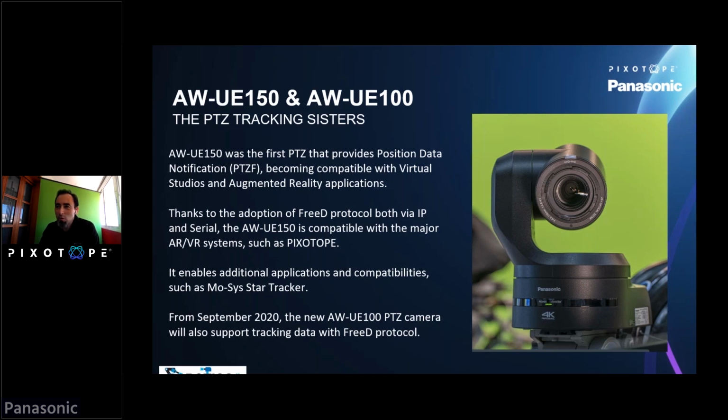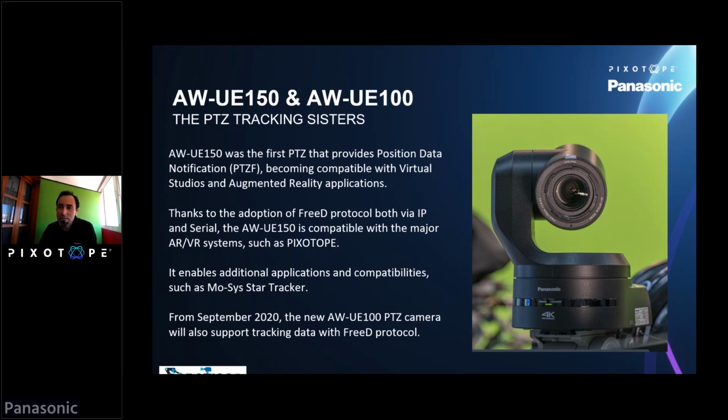And yeah, this story started with the UE150. That was the first PTZ camera that provided tracking data. It means that the camera provides pan, tilt, zoom, focus, iris information in real time, in synchronization, and it does it in a standard protocol, which is FreeD. And it means that the camera can be directly used by augmented reality or virtual reality systems like Pixotope.